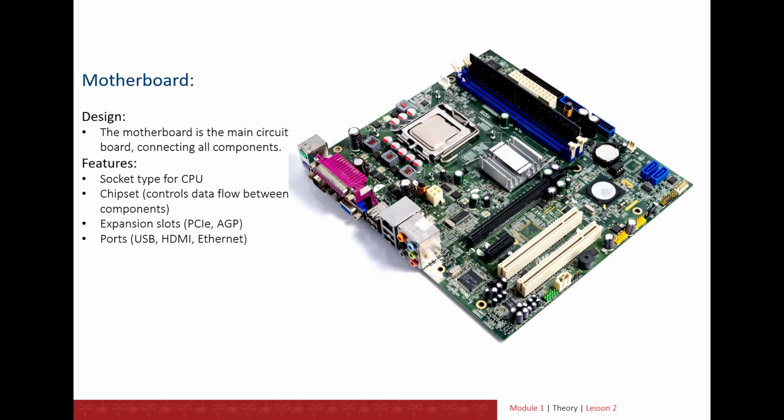The chipset acts as the communication hub for the motherboard. It determines how data flows between the CPU, RAM, and other components. Power connectors: the motherboard has various power connections that supply electricity from the power supply unit, PSU, to the CPU, to the RAM, and other components. We will discuss the PSU in detail in the next slide.